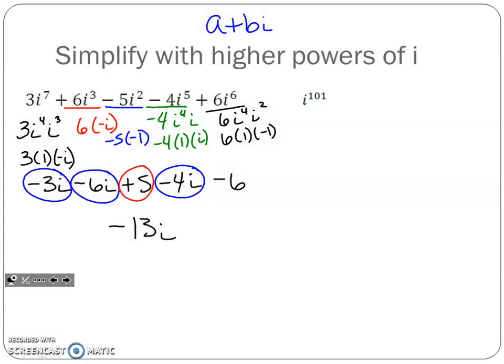And then I've got a 5 and a negative 6. So that gives me a negative 1. Is that my final answer? No. It has to be written in that form. So my final answer has to be negative 1 minus 13i.